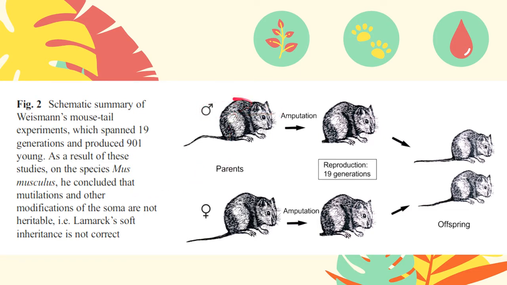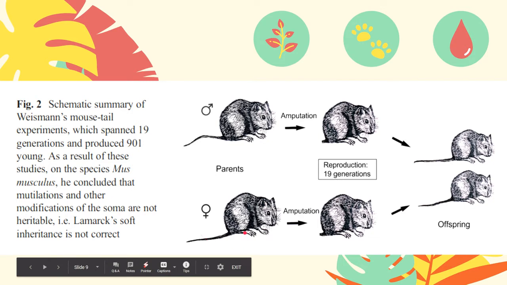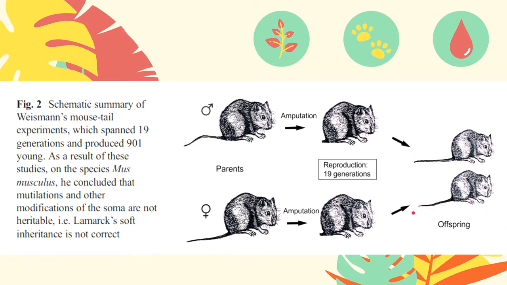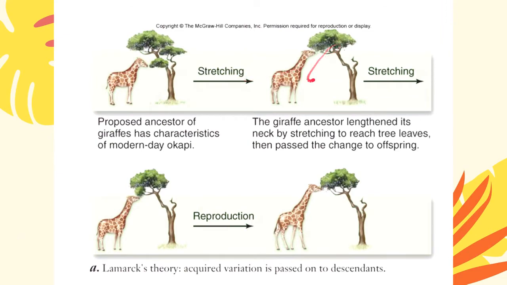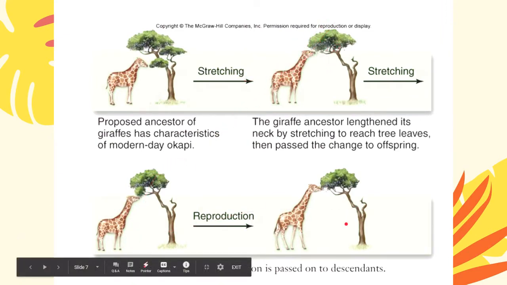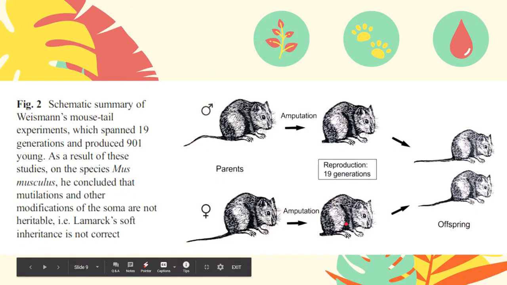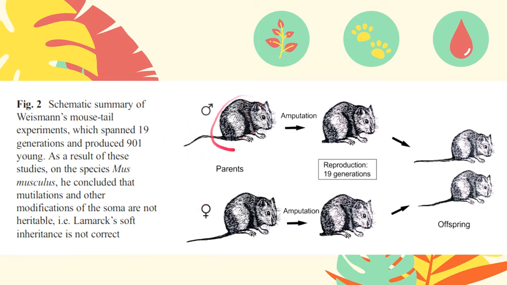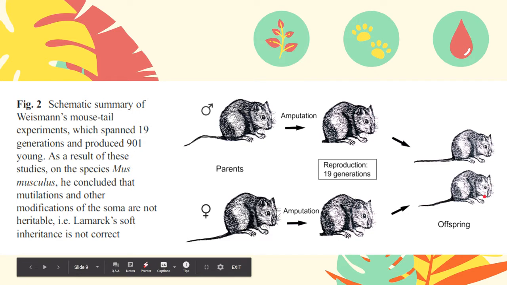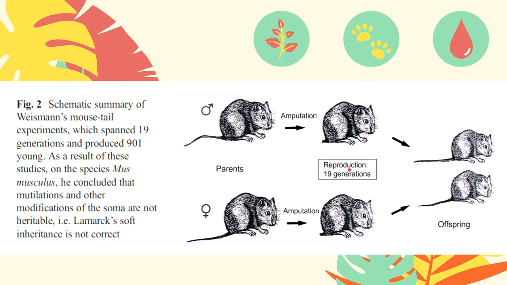This is the mother mouse, and then the father organism, and then he amputated the tail of those parents. Okay, so he amputated the tail for several generations. However, they kept on producing offspring with long tails. If you still remember, according to Lamarck, any changes that happen in the parent's body will be inherited by the offspring. But this experiment by Weismann concluded that Lamarck's inheritance, or soft inheritance, is not correct. Changes in the parent's body cannot be passed on to its offspring. Only changes in their germ cells, egg and sperm, can be inherited by their offspring.